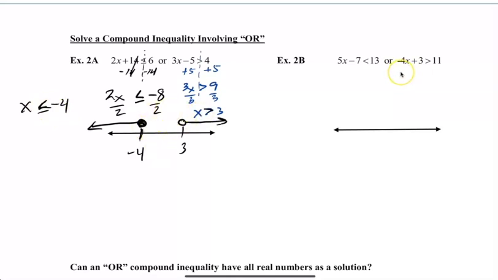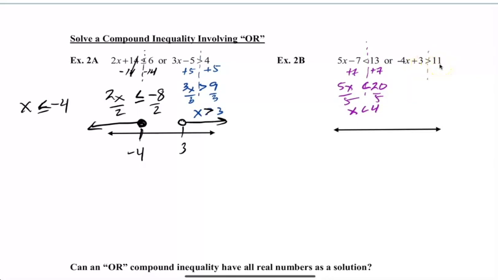Next one, another OR statement. So we're going to do the same thing. We're pretty much solving two separate problems. So plus 7, get rid of that 7. You get 5x is less than 20. Divide by 5. X is less than 4. Again, let me wait to graph it because I'm not sure what's on this side. So let's do this one first before we start trying to graph it.